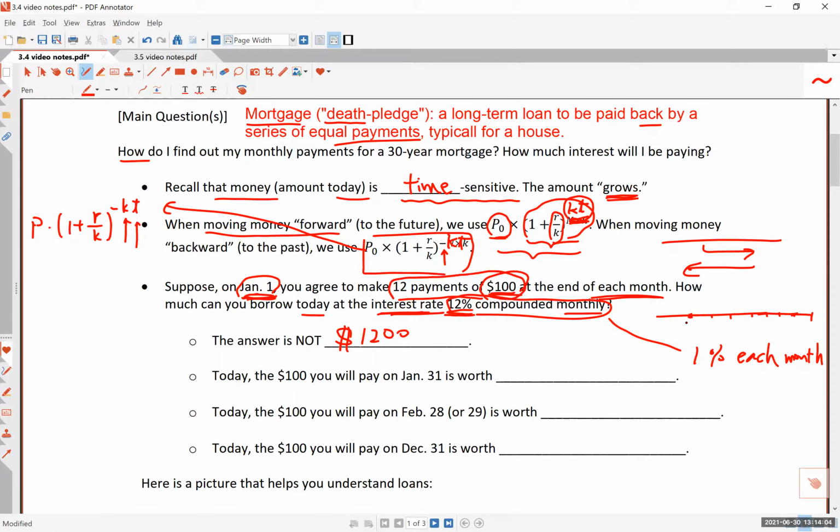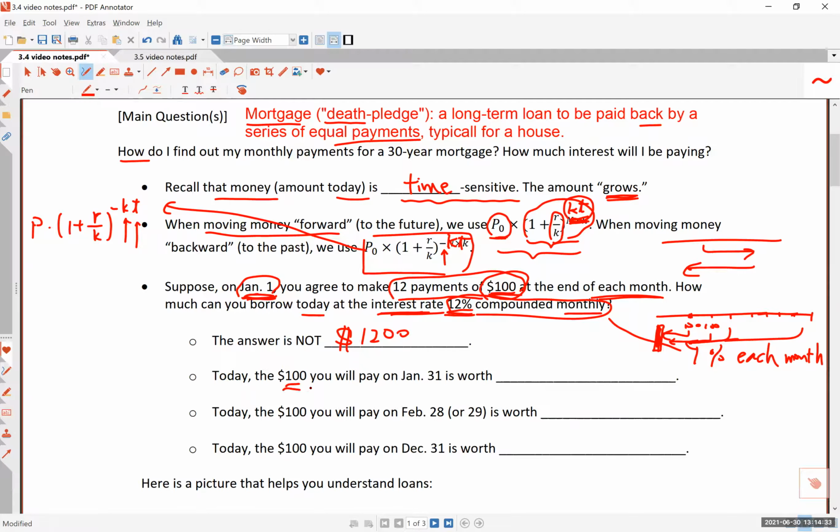What you have to do is, here's your $100 you're going to pay back in a month. You have to bring it back to today. Here's $100 you pay in 2 months. You have to bring it back to today, which is not worth $100. It's less than that. You do that with all 12 of these payments, and then you add them up. This is the sum of the present values of all your future payments. That's how we calculate how much your loan is worth.